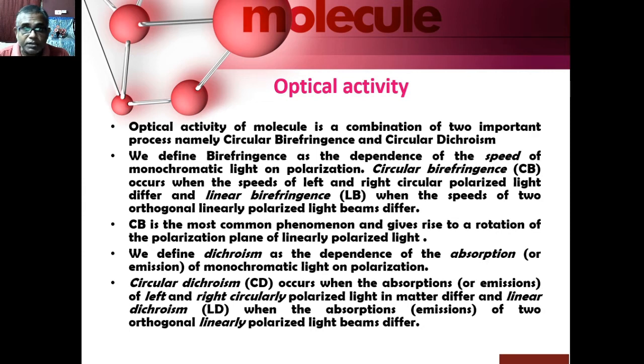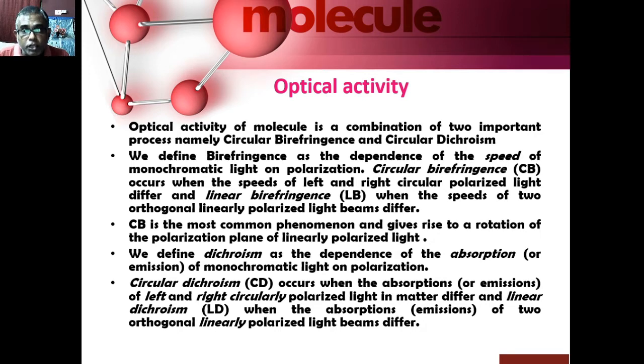So when this happens, the frequency of the incident radiation and the frequency of the radiation that is emitted out will differ. So we define dichroism as the dependence of the absorption or emission of monochromatic light on polarization. Circular dichroism occurs when the absorption or emission of left and right circularly polarized light in matter differ, and linear dichroism occurs when the absorption or emission of two orthogonal linearly polarized light beams differ.